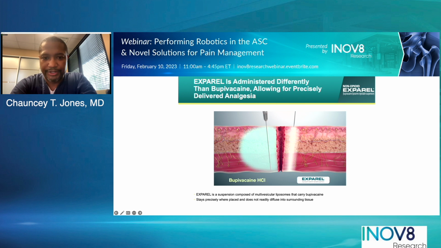This is an illustration of the diffusion that's usually seen with just straight bupivacaine on the left-hand side. Just a large injection in one spot will diffuse throughout the tissues, and you see a much less significant diffusion when you use Exparel. So the liposomal component of it allows it not to spread into the surrounding tissues.